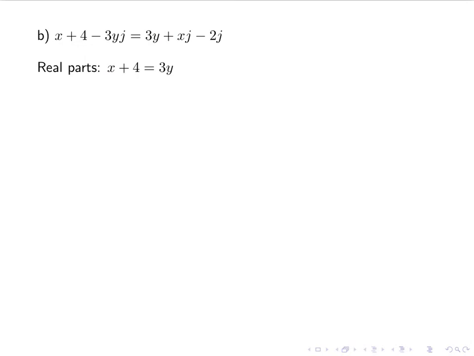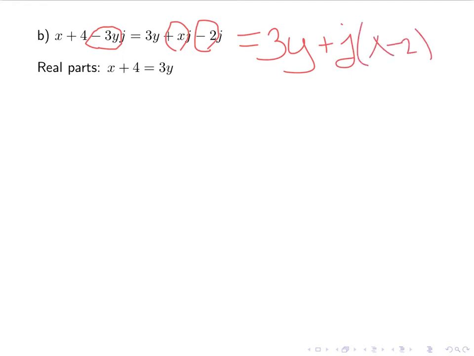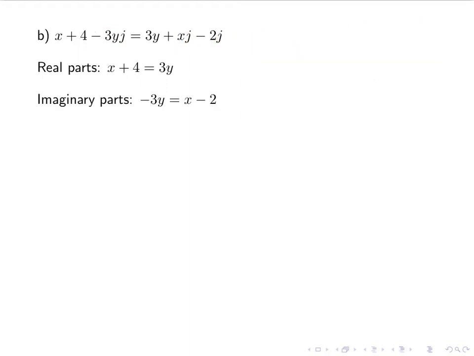For the imaginary part, again, I want the coefficients of j. So on the left, the coefficient of j is negative 3y. On the right, I have two things that have j. I have a plus x and a minus 2. So x minus 2 will be the imaginary part on the right. I could rewrite this by pulling out the j, and I would have my x minus 2. So this would be my b, my imaginary part. So negative 3y equals x minus 2.